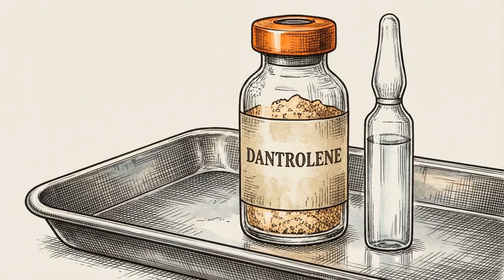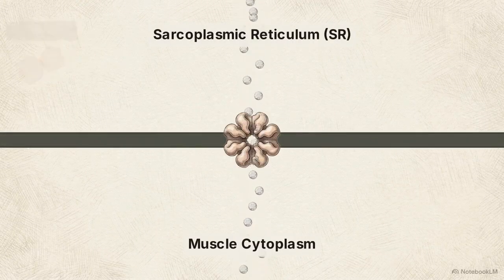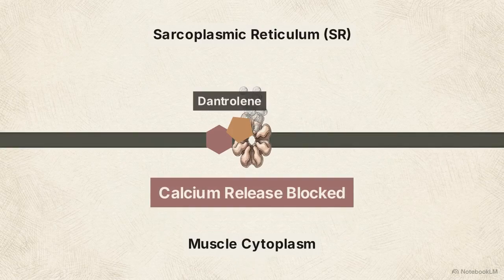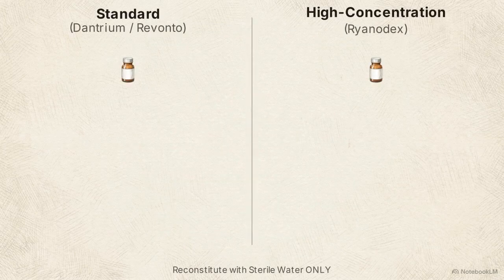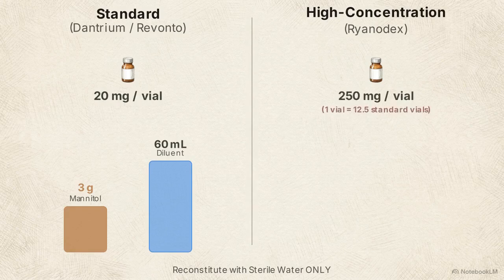Dantrolene is the primary antidote and the only drug specifically approved to treat MH. It acts as an RYR1 antagonist, inhibiting the release of calcium ions from the sarcoplasmic reticulum. This data chart contrasts the available dantrolene formulations. Standard 20 mg vials like Dantrium or Revanto contain 3 grams of mannitol and require 60 milliliters of diluent. Ryanodex comes in 250 mg vials containing 0.125 grams of mannitol, requiring only 5 milliliters of diluent.